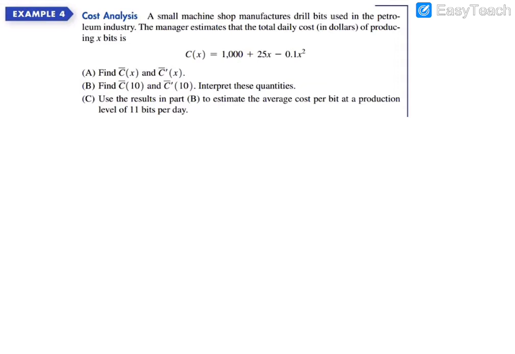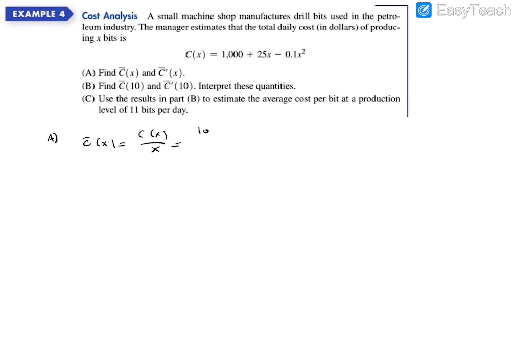So, a small machine shop manufactures drill bits used in the petroleum industry. The manager estimates that the total daily cost in dollars of producing X bits is this cost function, okay? So find the C bar. That is not difficult. So part A, C bar of X is C of X over X.